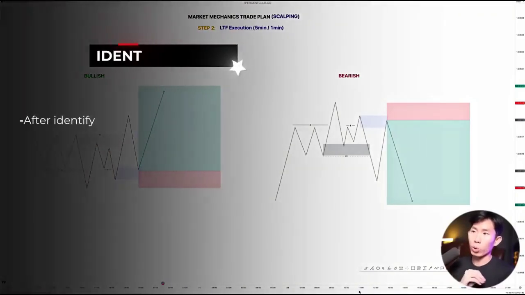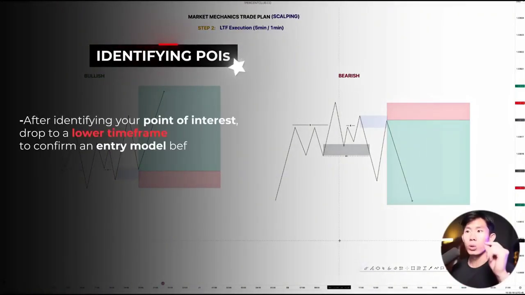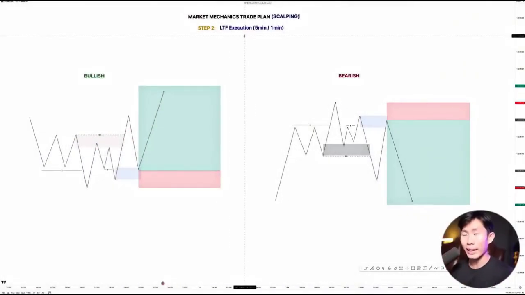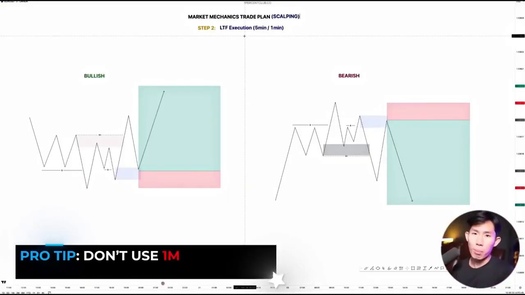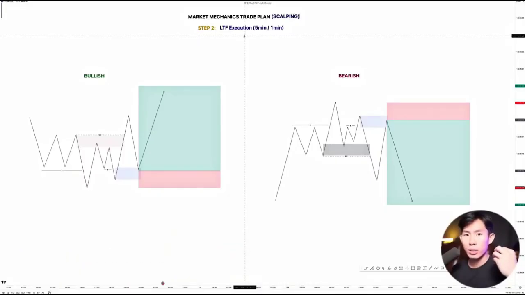So after price steps into your point of interest, that is where you want to drop down to your lower time frame to look for one of these entry models before you actually enter the trade, right? For your lower time frame, you can either use the 5-minute time frame or the 1-minute time frame. Now, I wouldn't advise you to use the 1-minute time frame unless you are very experienced, because trading on the 1-minute time frame is like a whole different ball game, because there are so many different false signals.